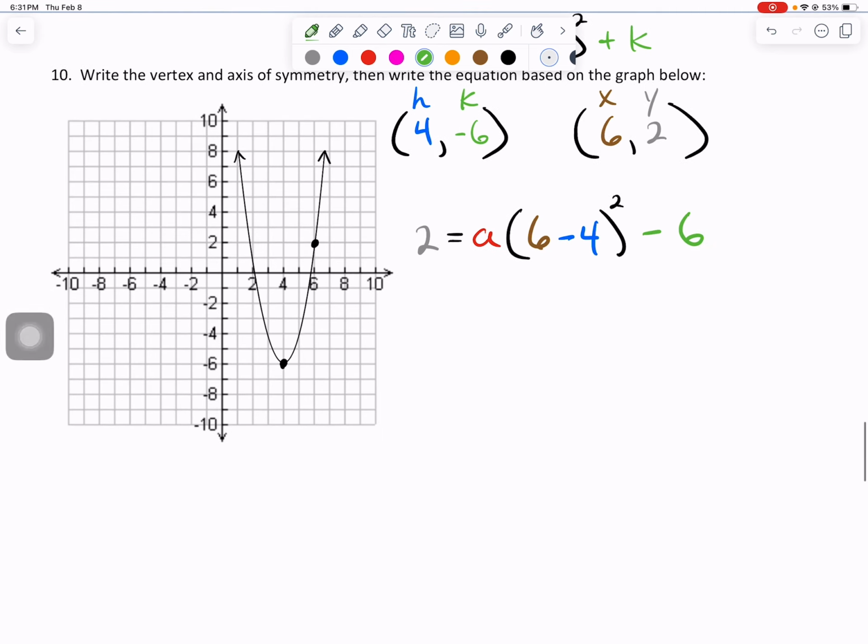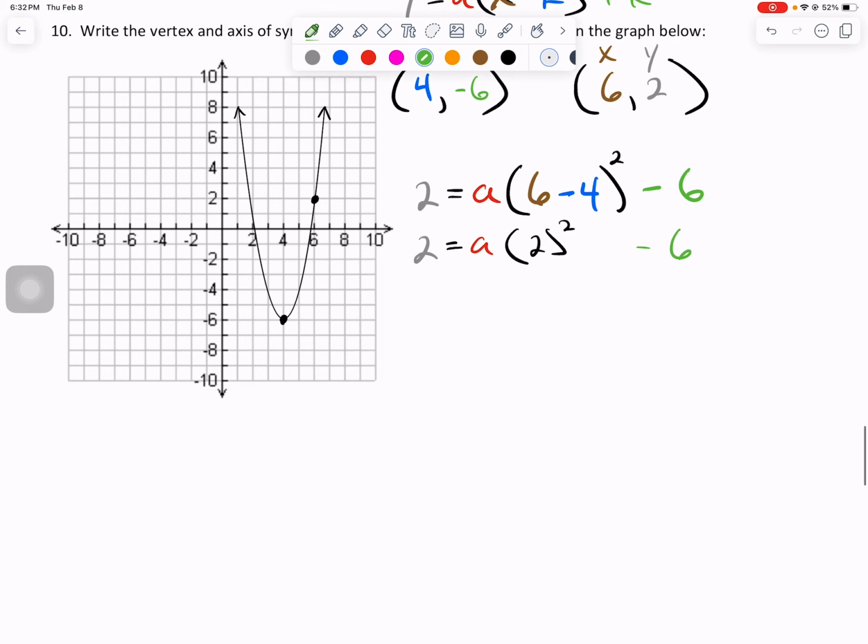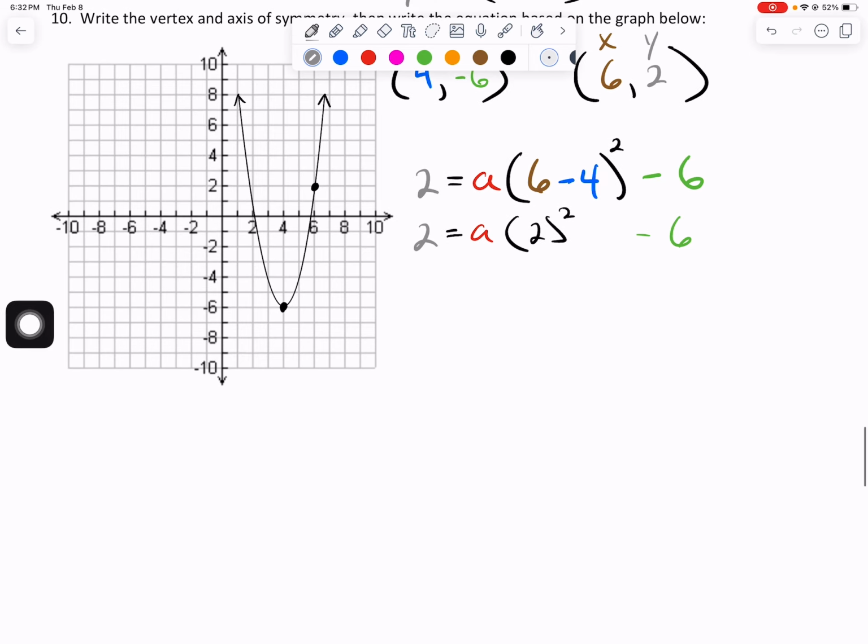Now, when you work through this, let's just start with what is in the parentheses. 6 minus 4, no big deal. So let's just rewrite this as 2 equals, we'll do our red A. We know that 6 minus 4 is 2. Let's just square it and then bring down our -6. Beautiful, not too difficult. From here, we will have to do 2 times 2, or 2 squared, so 2 equals our A value, and 2 squared is equal to 4.